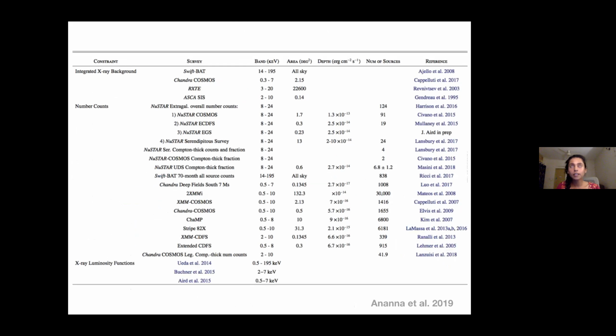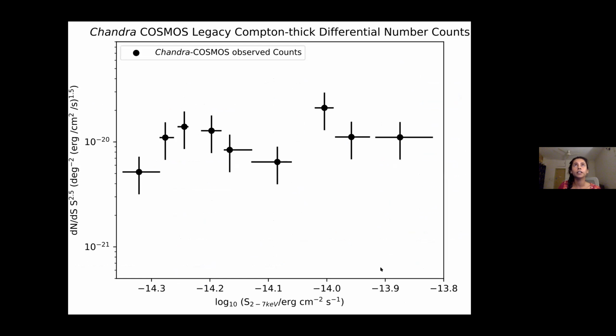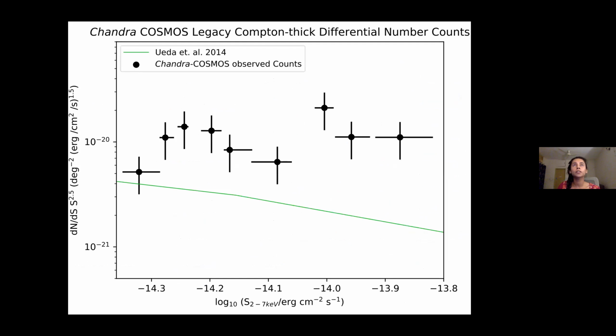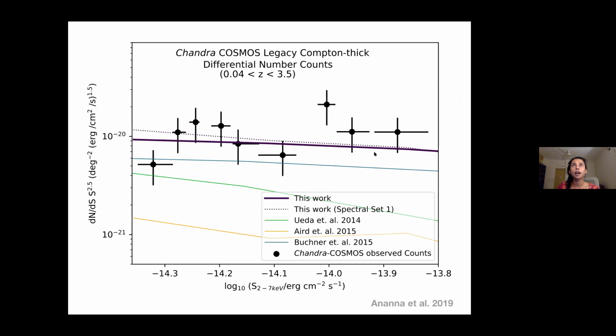Another new constraint is the Chandra COSMOS Legacy Survey Compton thick number counts from Lanzuisi et al. 2018. This is the differential number counts. This is the Ueda et al. fit to it, Aird, Buchner, and this is our fit to the data.